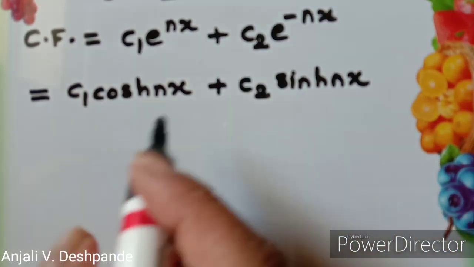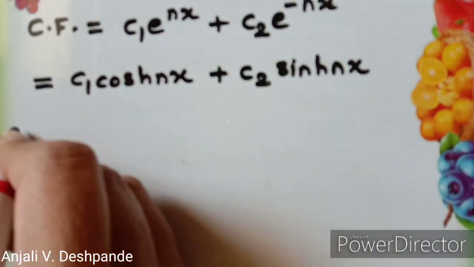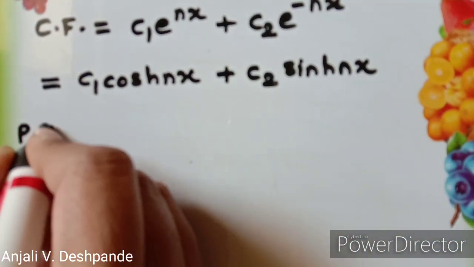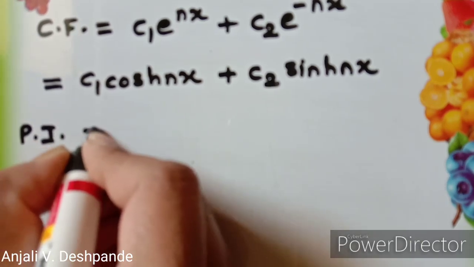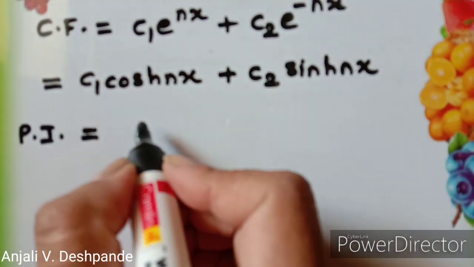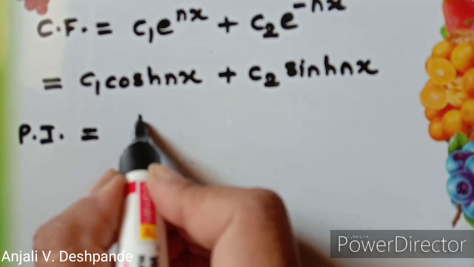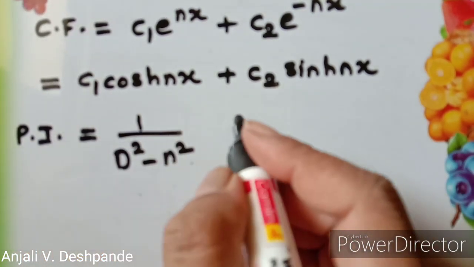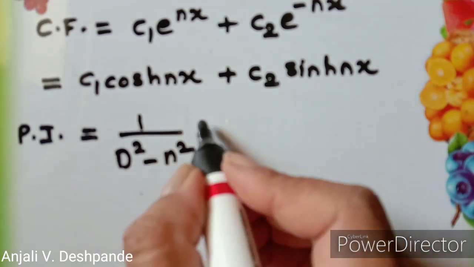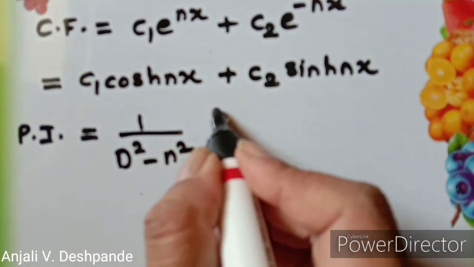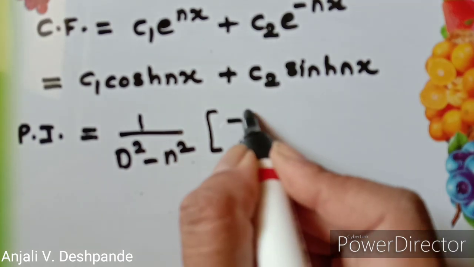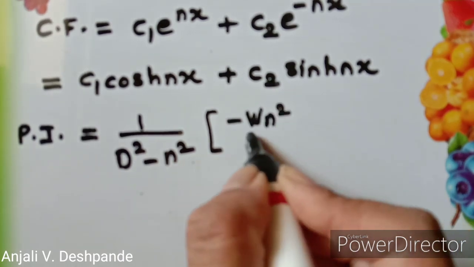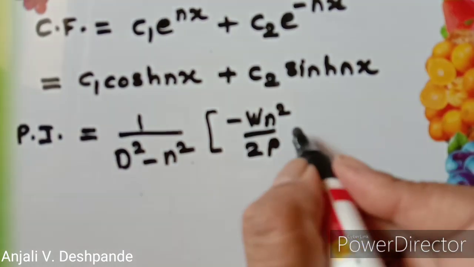Now we are going to start solving for the PI. PI is equal to, as before, 1 upon FD, 1 upon D square minus n square, that is FD, and the right hand side that we are operating on is minus w n square divided by 2p x square.